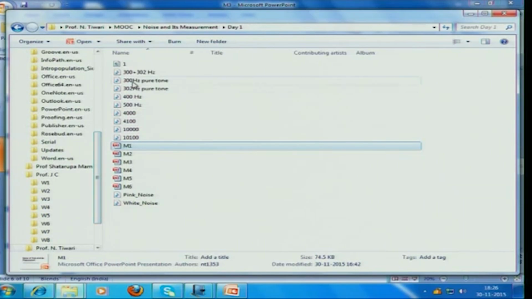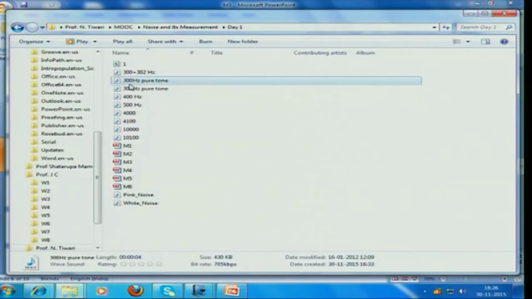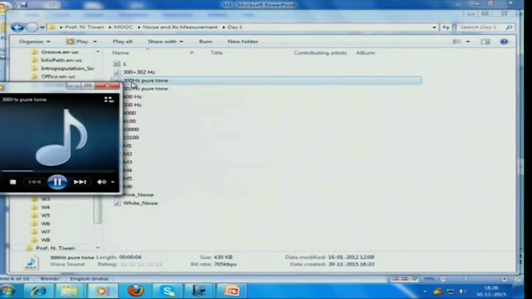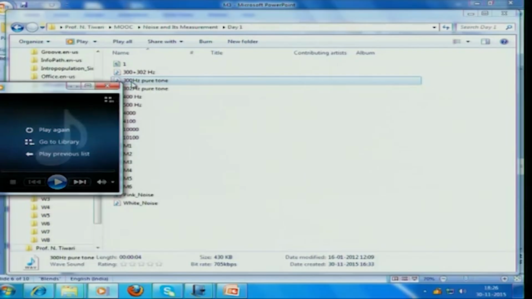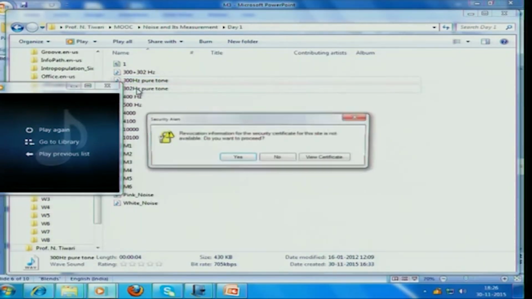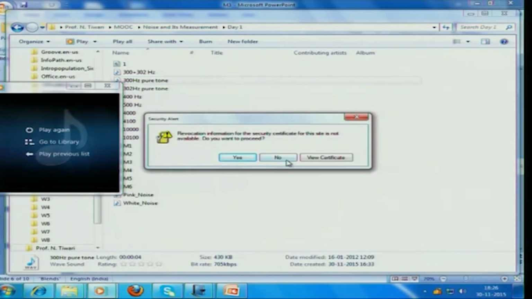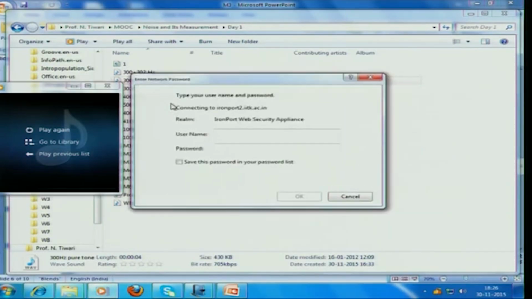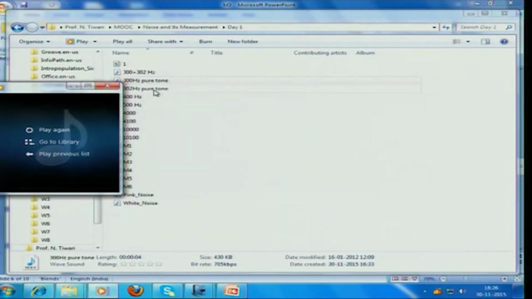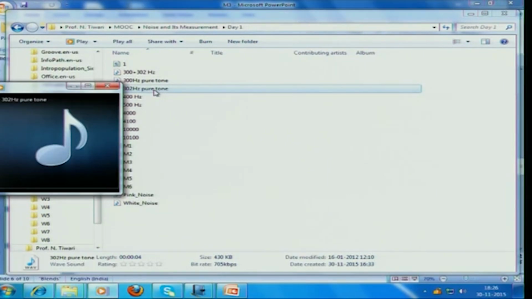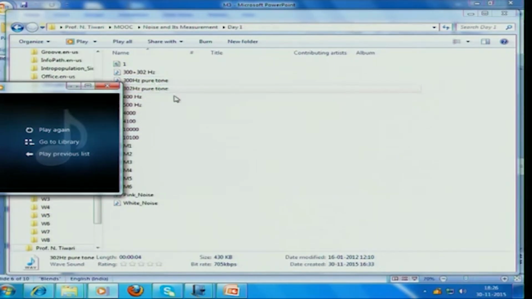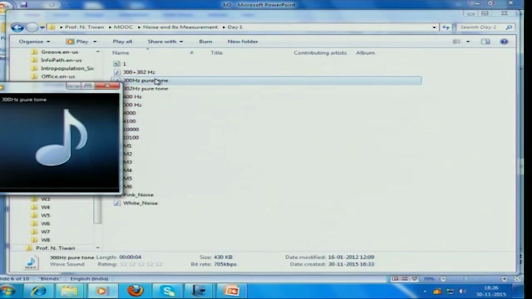First, I'm going to play this 300 hertz pure tone. Okay. I'm going to now play a 302 hertz pure tone, and what you will see is that it will sound very similar, with a very slight difference. So this was 302, this was 300.